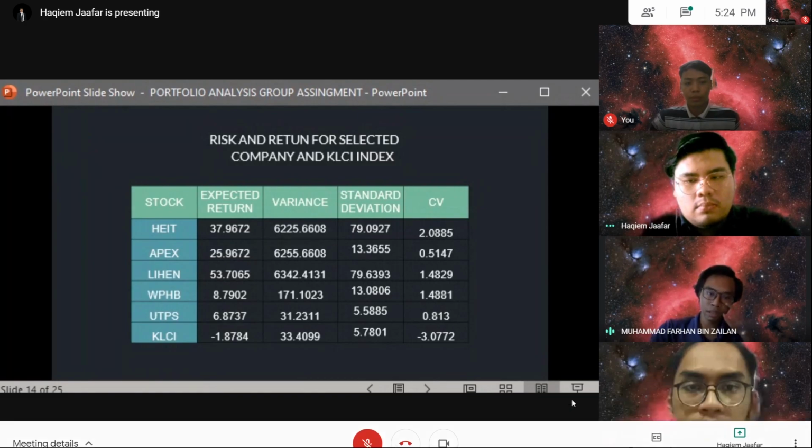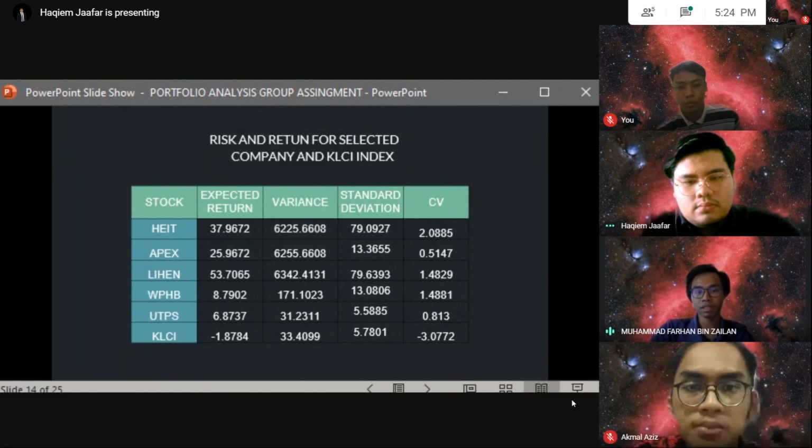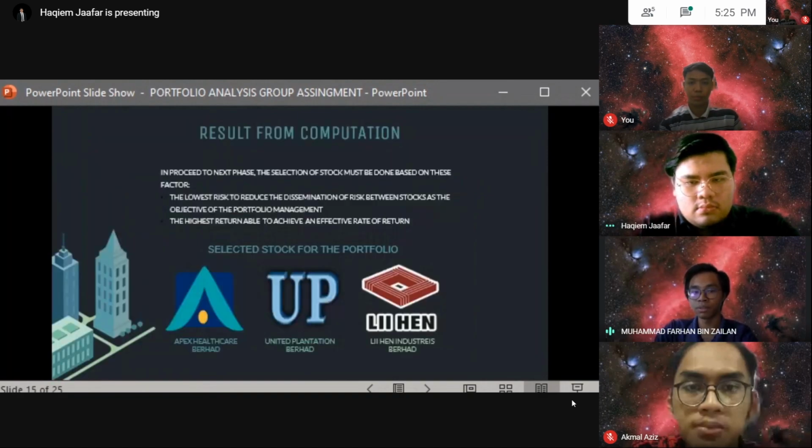For the coefficient variance, the highest number is held by ATAC Padu Berhad at 2.0885, and the lowest is held by the Apex Healthcare Berhad at 0.5147. So next we move on to Hakim.